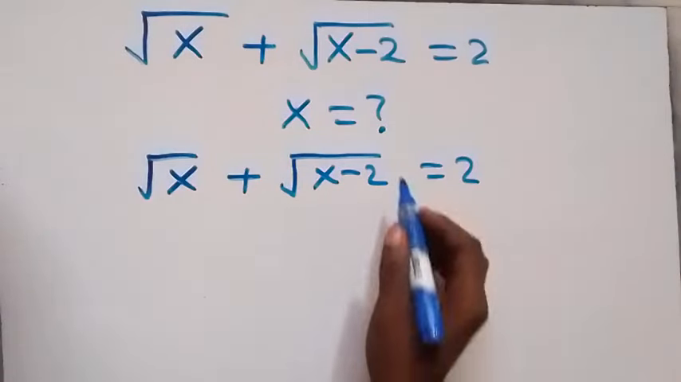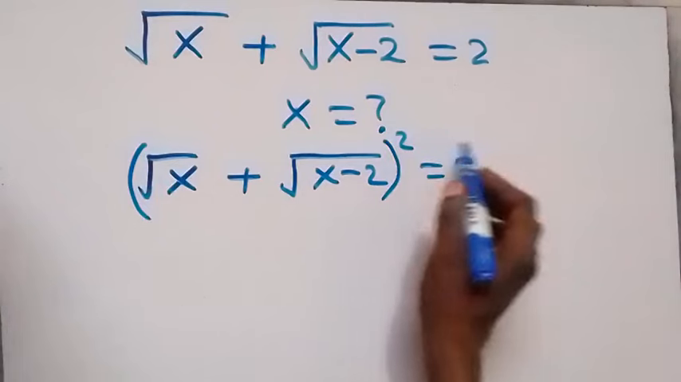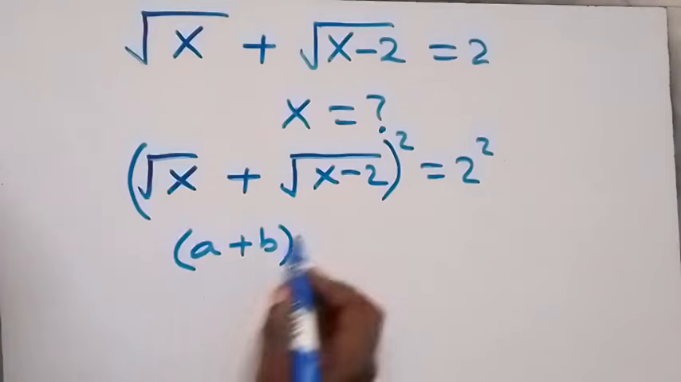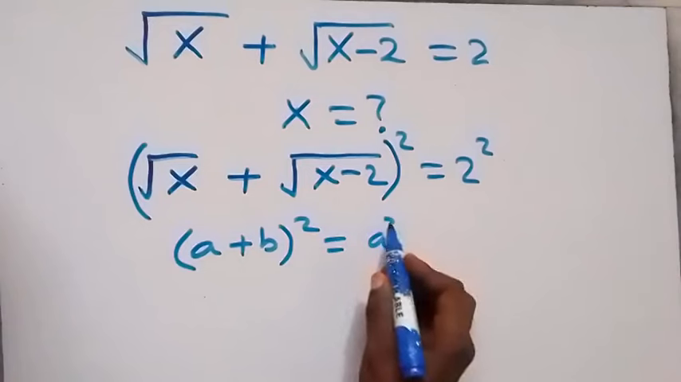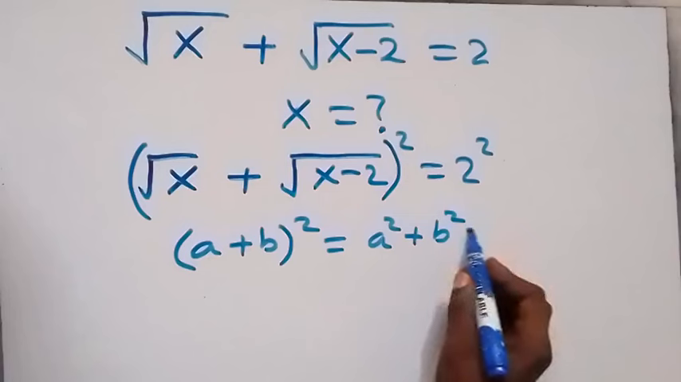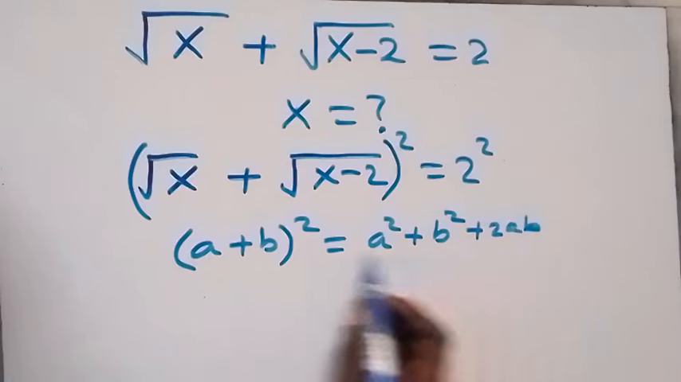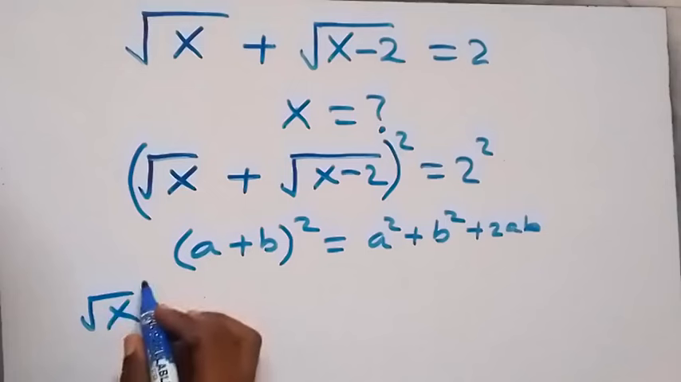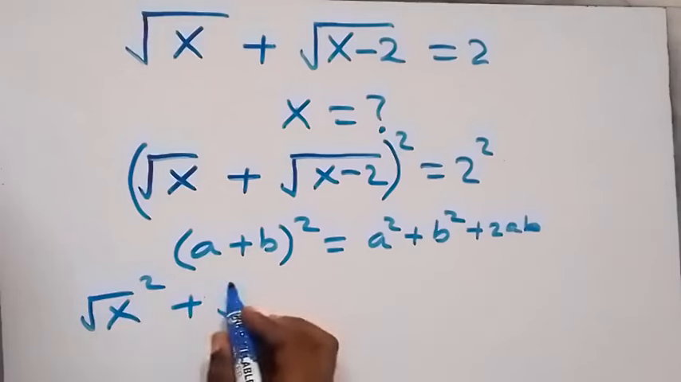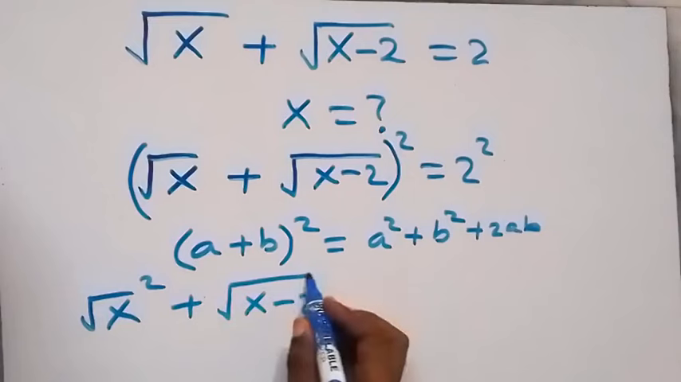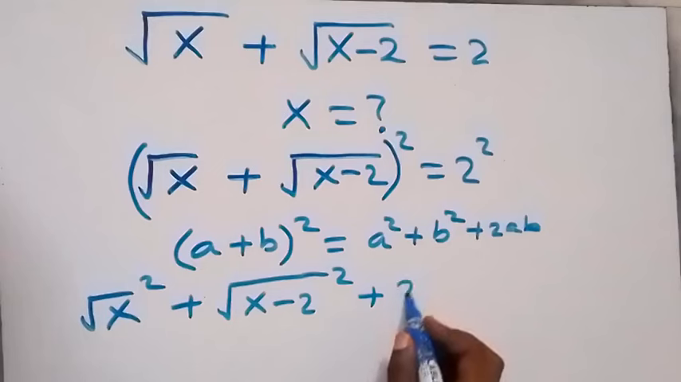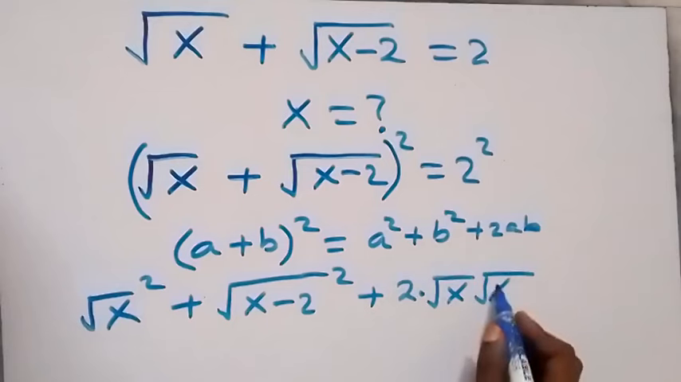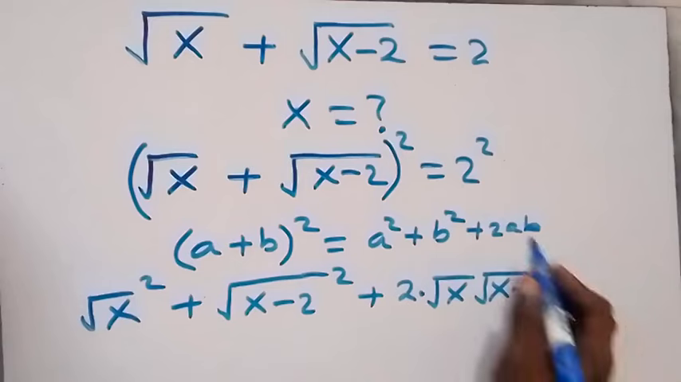Now, we can square both sides. The square here follows (a plus b) squared, which we can write as a squared plus b squared plus 2ab. When we expand this, that gives us root x squared plus root (x minus 2) squared, then plus 2 times root x times root (x minus 2), which equals 2 squared.